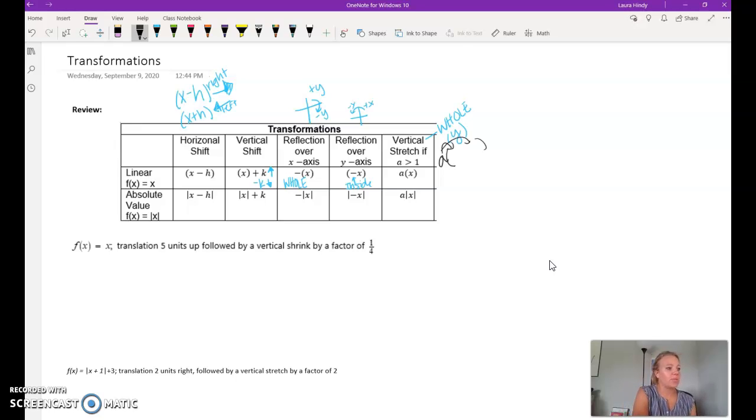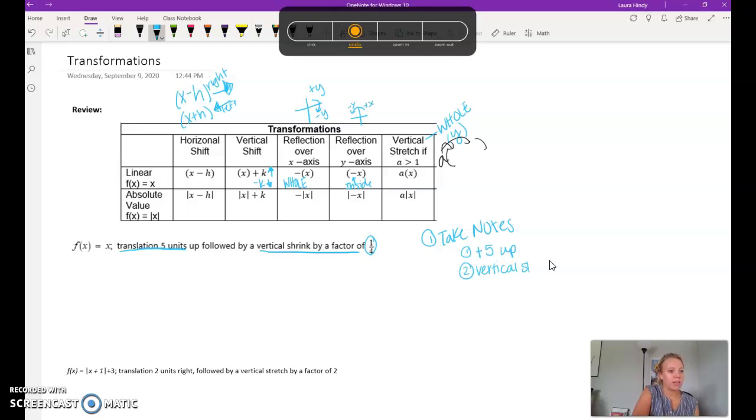Here we have f of x equals x, and we want to do some transformations to it. We have a translation 5 units up followed by a vertical shrink by a factor of 1/4. I always remember to take notes. It's so important because the order matters. So I have a translation 5 units up, so I'm going to make a note that my first one is going to be plus 5 up, followed by a vertical shrink by a factor of 1/4. So my second one is a vertical shrink by 1/4.